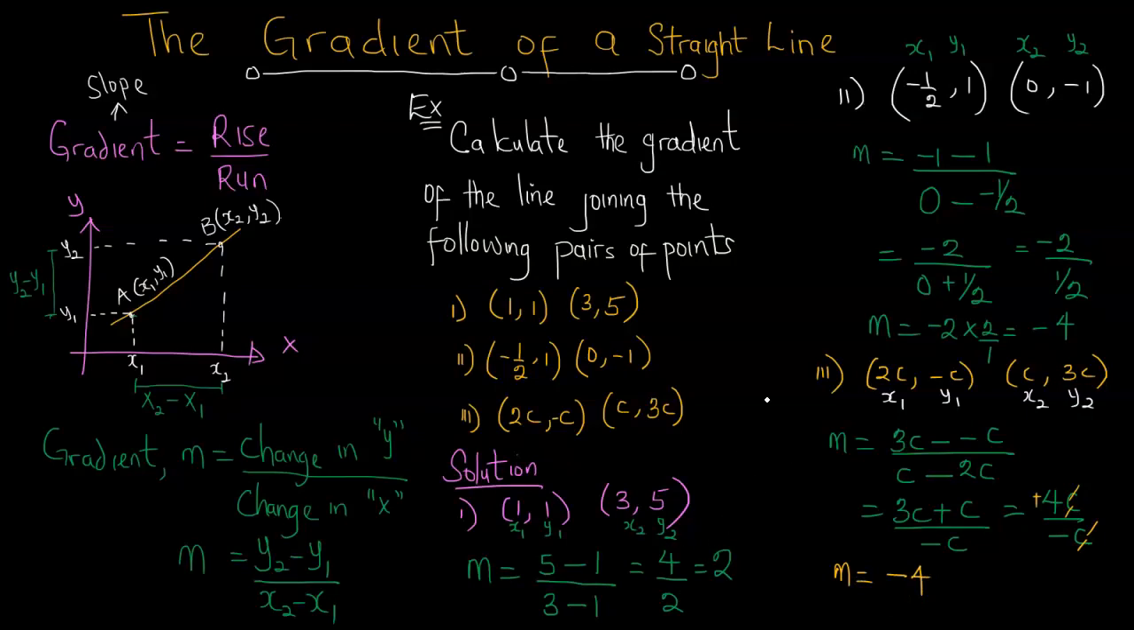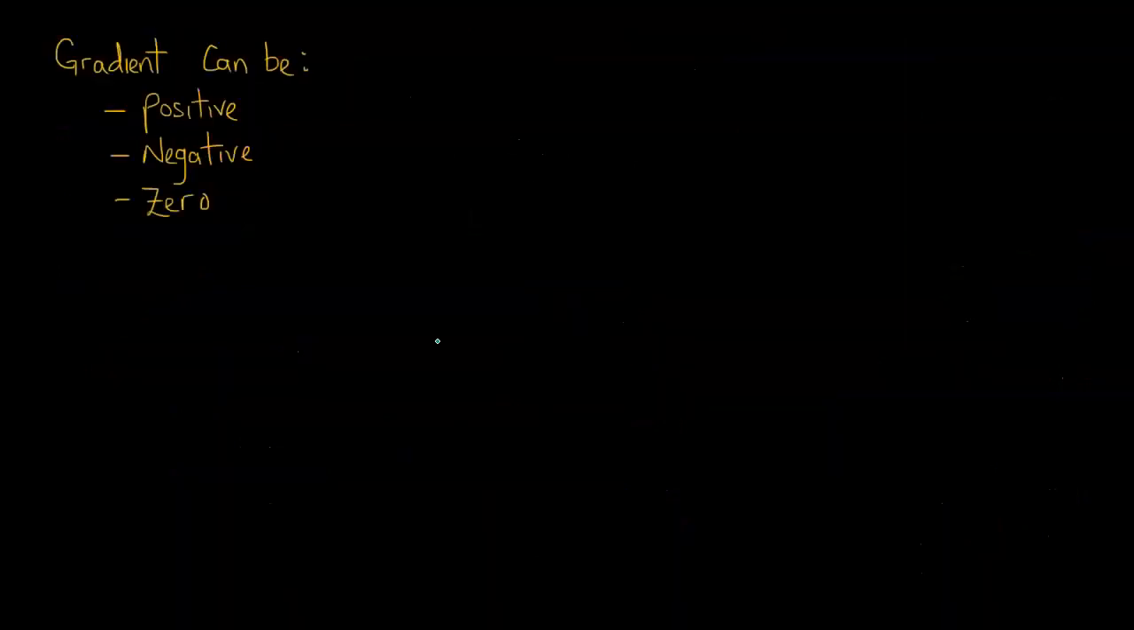These problems tell us that gradients can be positive, as we have here, positive 2, negative, as we have it here, negative 4, and as well, the gradient of a line can also be 0. First, let's talk about the positive gradient.